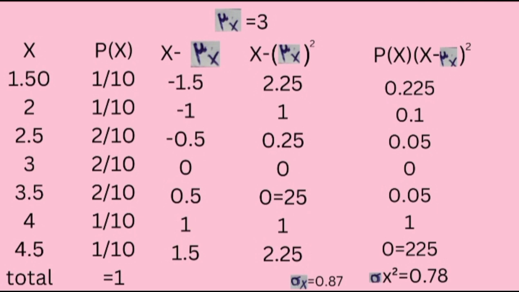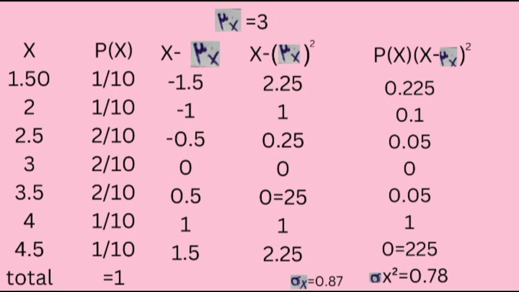3 minus 3 is 0. 3.5 minus 3 is 0.5. 4 minus 3 is 1. 4.5 minus 3 is 1.5. Next, we're going to square the difference. So we're going to multiply each by itself. Negative 1.5 times negative 1.5 is 2.25. Negative 1 squared is 1, negative 0.5 times negative 0.5 is 0.25.